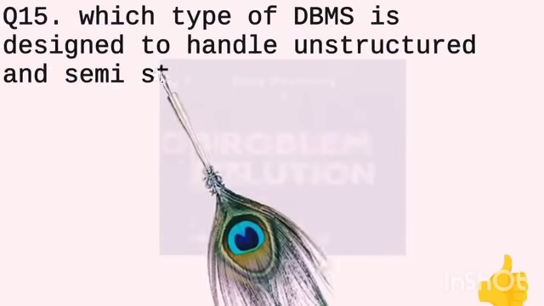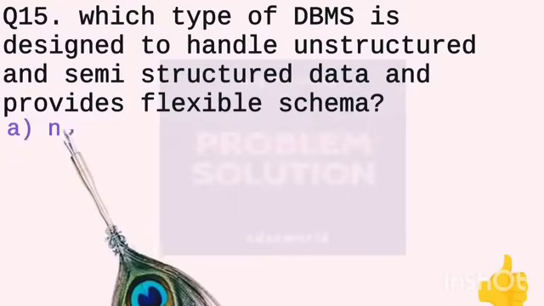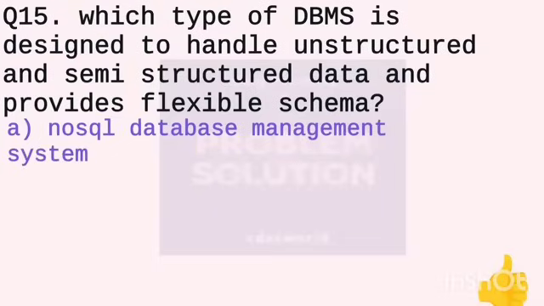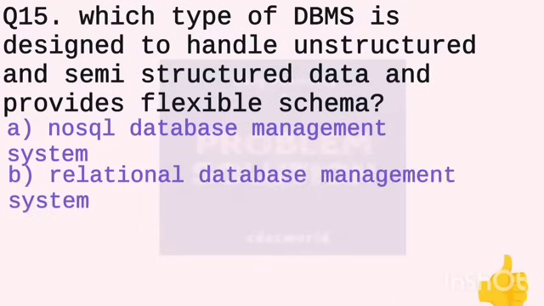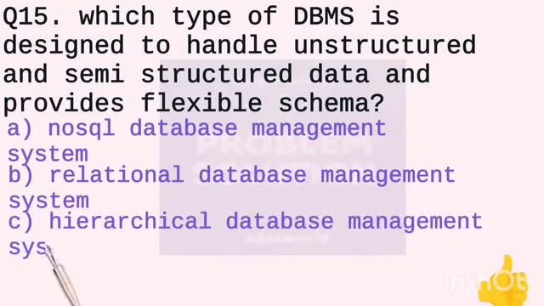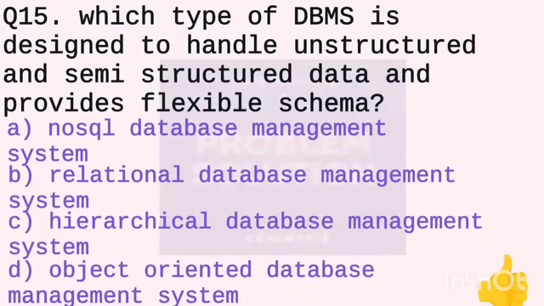Query number 15. Which type of DBMS is designed to handle unstructured and semi-structured data and provide flexible schema? Option A. NoSQL Database System. Option B. Relational Database Management System. Option C. Hierarchical Database Management System. Option D. Object-Oriented Database Management System. And the answer is A. NoSQL Database Management System.